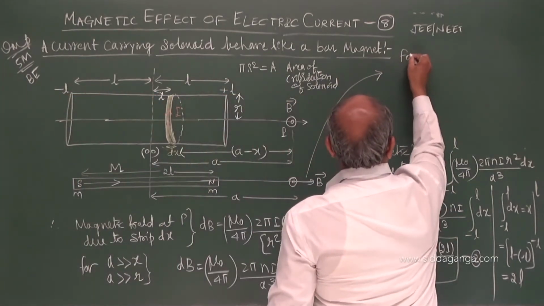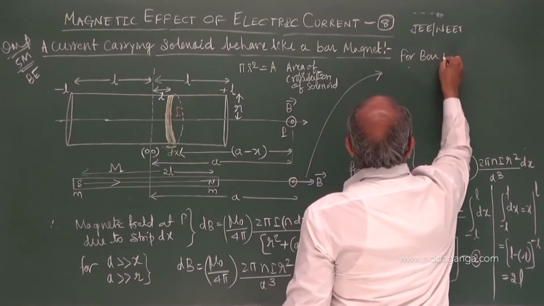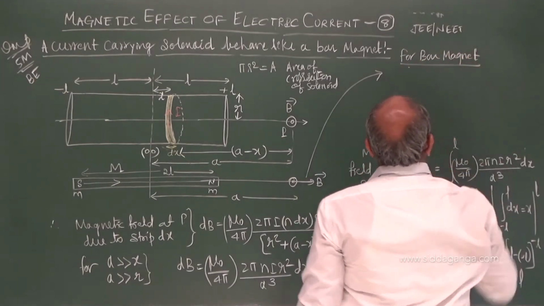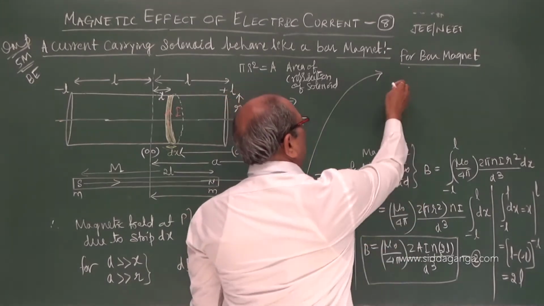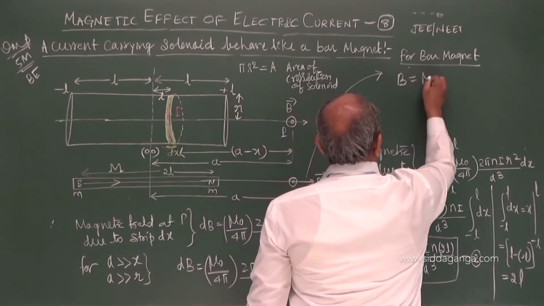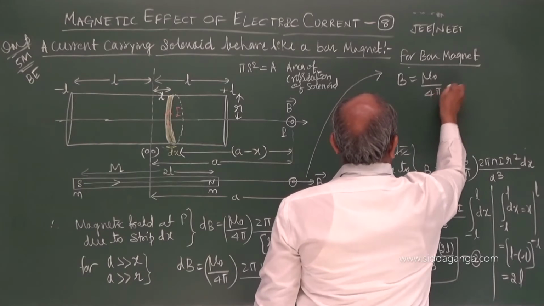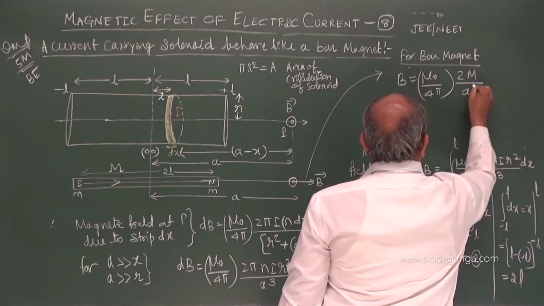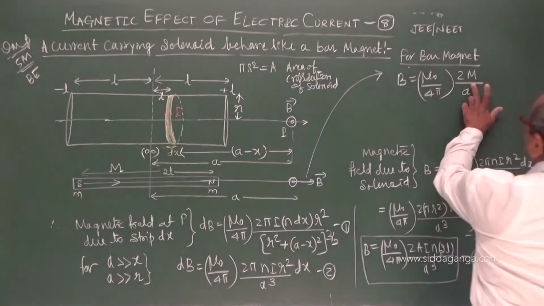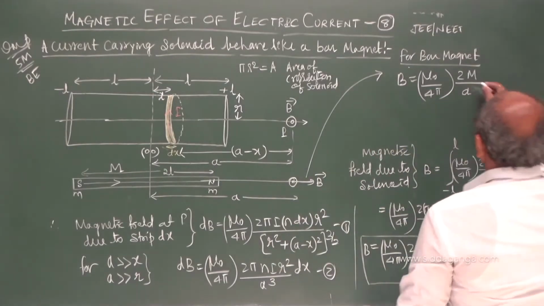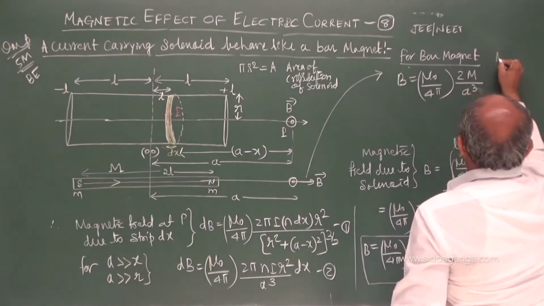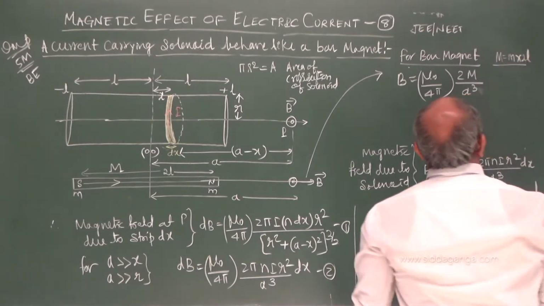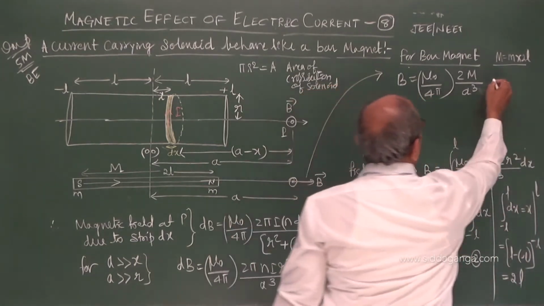For a bar magnet, the equation we already have is B is equal to mu naught upon 4 pi along the axis, 2M upon a cube. M is nothing but pole strength into 2L. This is equation 3.